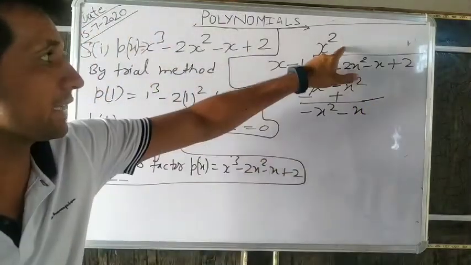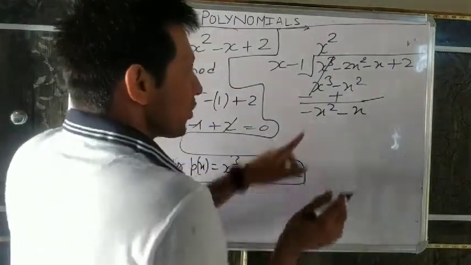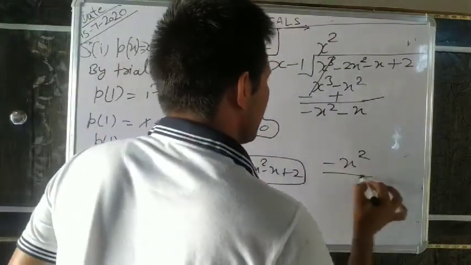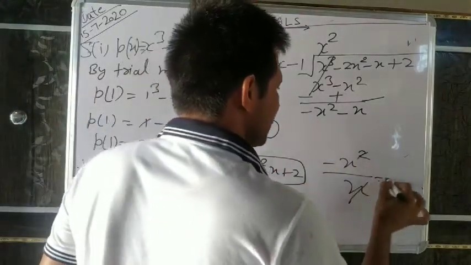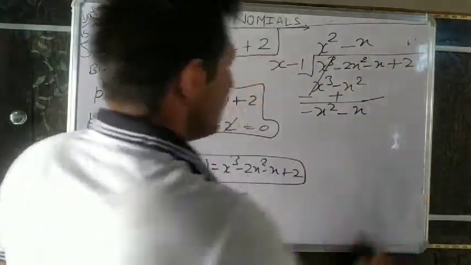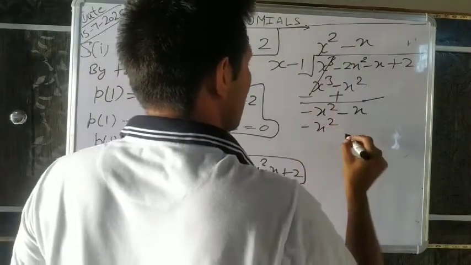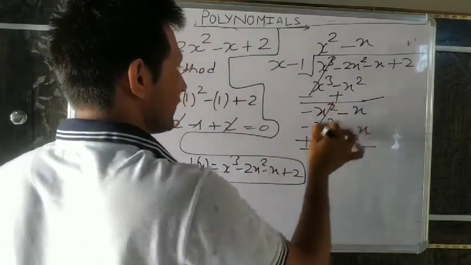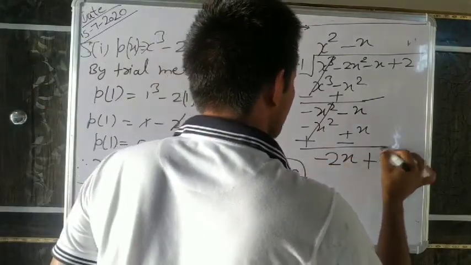Now minus x square. Again we write a number which, when multiplied, gives minus x square. Otherwise, if you can't think of it, divide the first term by the first term. So minus x square divided by x. Negative divided by positive, the answer is always negative. x cancels x, so minus x. Write minus x. Understand? Minus x times x minus 1 gives minus x square plus x. Now minus x square cancels. Minus x minus 2x, and what remains? Plus 2.